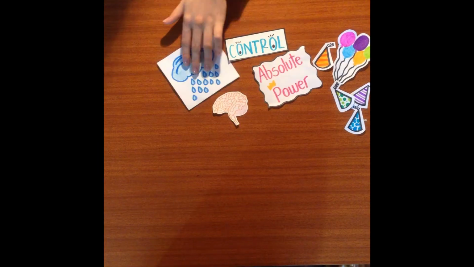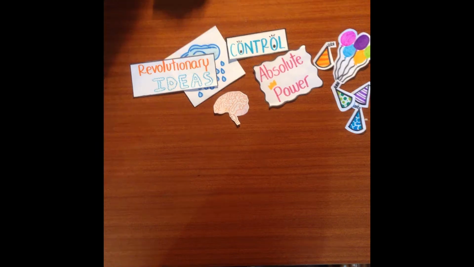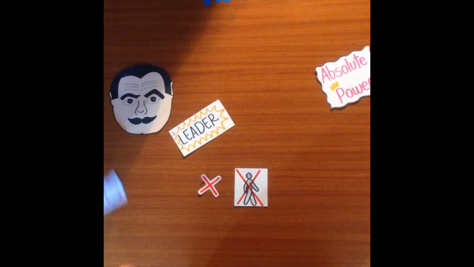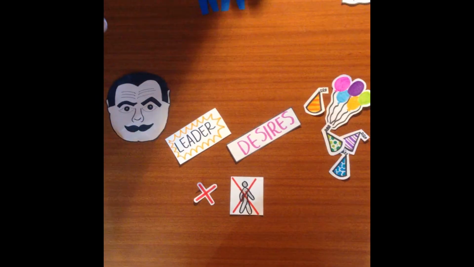The party wanted to maintain power by controlling one's mind through brainwashing revolutionary ideas against the omnipresent leader, Big Brother. Moreover, the party wanted to eliminate human desires and turn them into devotion and loyalty to the party.